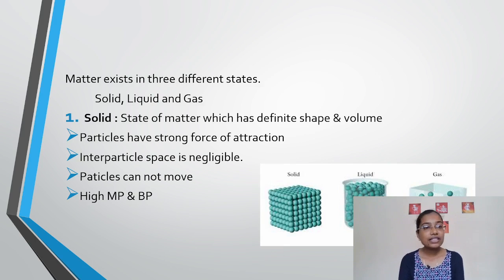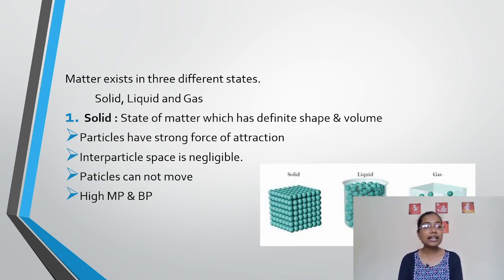First, we'll start with solids. Solid is a state of matter which has a definite shape and volume. It means anything that has a particular definite shape, occupies some space, and has some volume of its own is known as a solid.